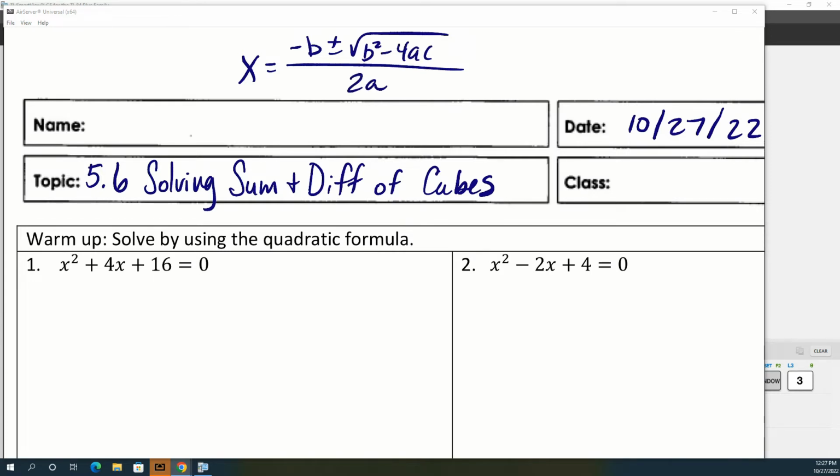Good. All right, so jot that down if you don't remember it, because you're going to need it on every single problem today. We're going to practice a couple of quadratic formula problems, and then we'll get to the new stuff.